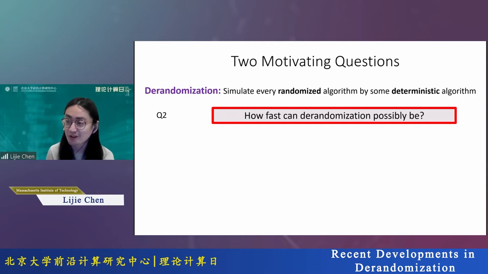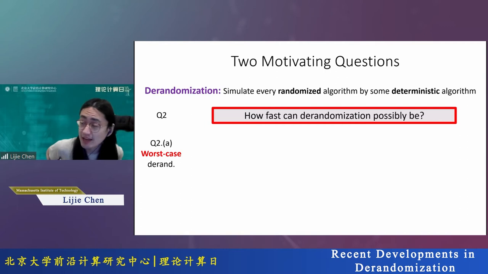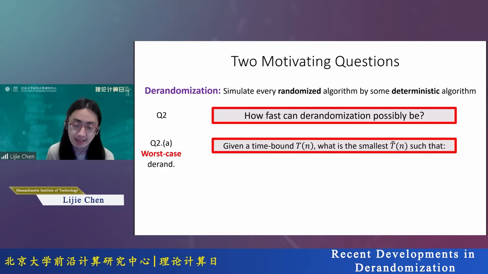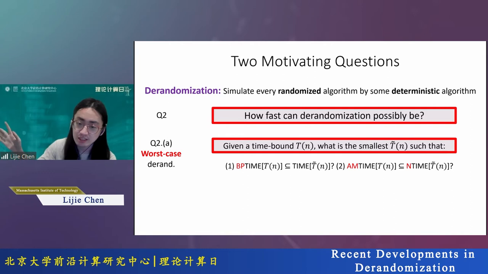Now let's take a look at the second question. How fast can derandomization possibly be? We can try to formulate this question in different ways. For example, let's say t is any reasonable time bound, such as linear time or n squared. For every reasonable time bound t, what is the smallest t-tilde, which can be a bit larger, such that randomized t(n) time is contained in deterministic t-tilde(n) time? Or we can ask for randomized t(n) time contained in nondeterministic t-tilde(n) time.